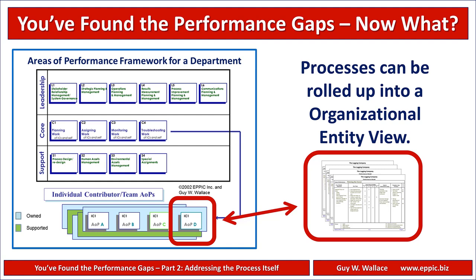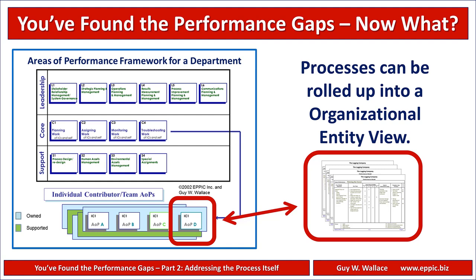The same thing with the things on the bottom there, the support processes in that frame, process redesign and human asset management and environmental asset management and special assignments. When people in a department are working on those, they're usually working in somebody else's process. In the human asset management is the hiring and firing and the compensation and all of that that go along with HR, human resources kinds of things. And departments have to play in those processes and conform to those process requirements.